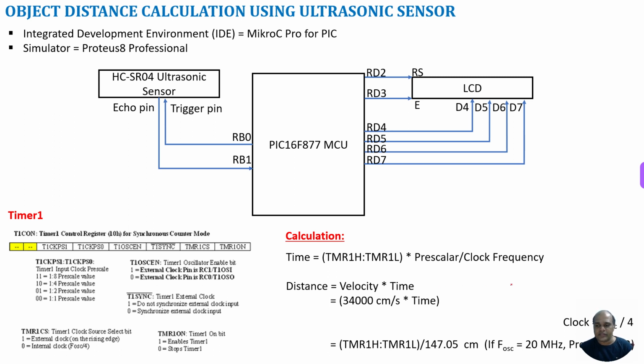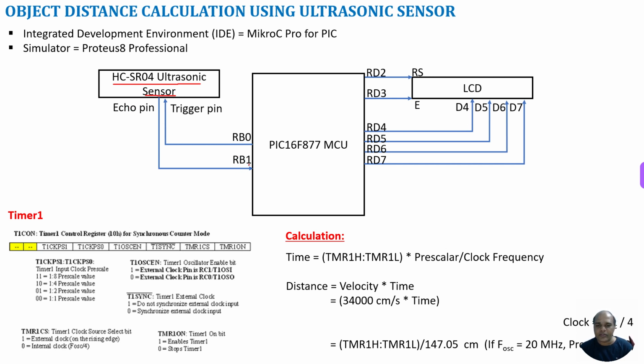In this tutorial, I am going to discuss a simple application where I am going to use an HC-SR04 ultrasonic sensor, which can measure from 2 cm to 400 cm. As I said, it has two control lines, the trigger pin and the echo pin. The trigger pin is connected to RB0 of your microcontroller, and the echo pin is connected to RB1. RB0 will be configured as an output pin, whereas RB1 will be configured as an input pin.